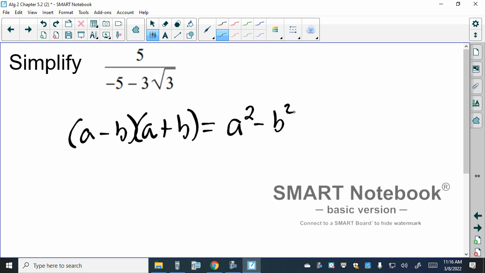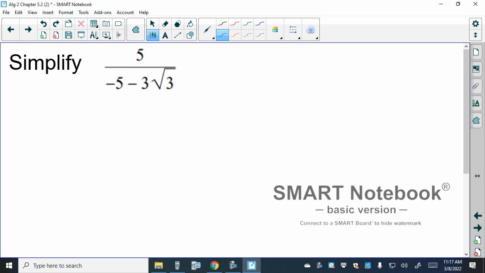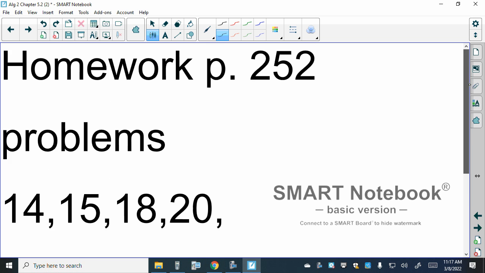Whereas with sums of perfect cubes, a cubed plus b cubed does not work out that nicely, because we end up getting a plus b times a squared minus ab plus b squared. We don't get that nice form. We'd also have to figure out what this radical is. But the rest of these here, if we wanted to do them in the calculator, we could. Because even this one here would work. But that's it.